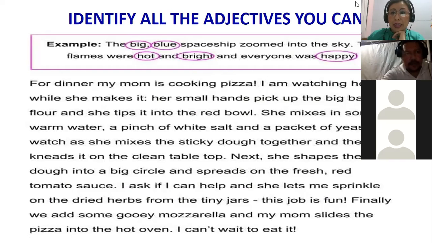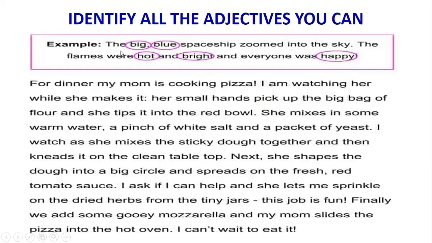In the example here it says, the big blue spaceship zoomed into the sky. The flames were hot and bright and everyone was happy. So you see big is an adjective. Blue is an adjective. Hot is an adjective. Bright is another adjective. And happy.